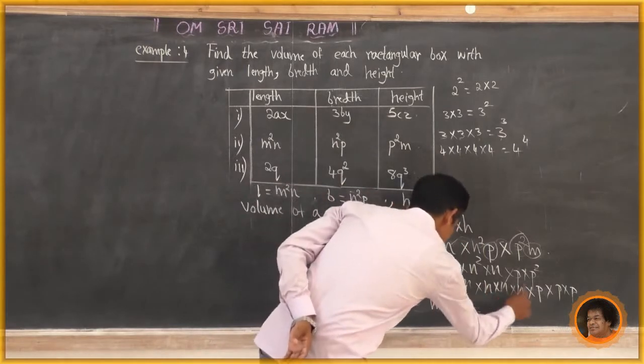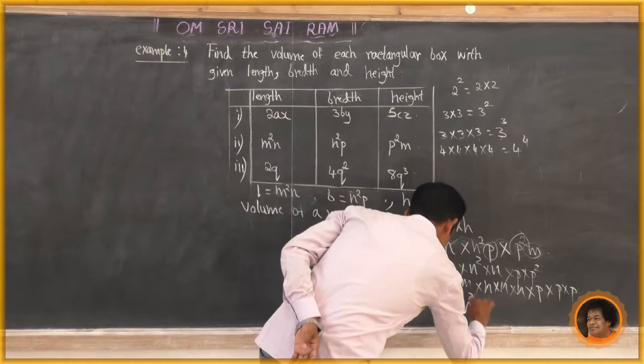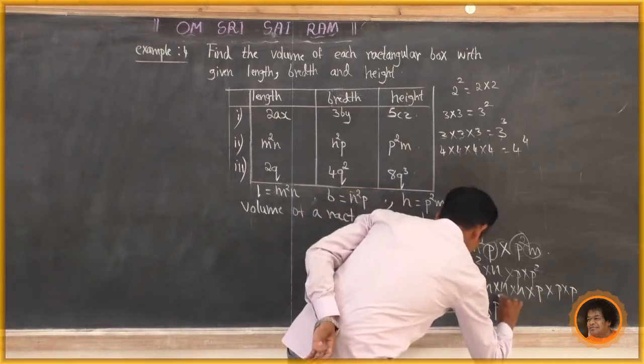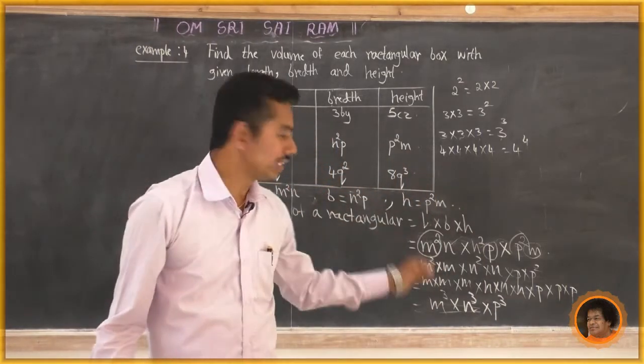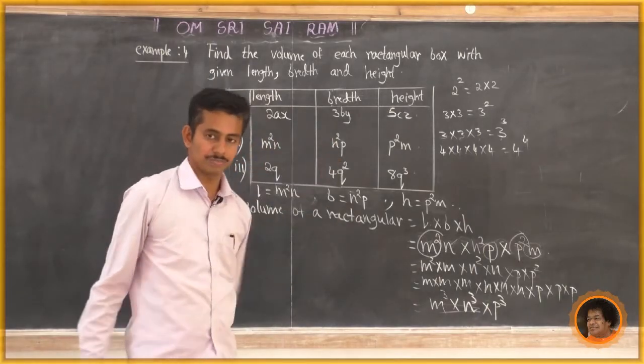Into n is the base. How many times is it multiplied? 3 times. So n to the power 3, into p is the base. p is multiplied thrice. So p to the power 3. m cube, n cube, p to the power 3 is the product of the second case.